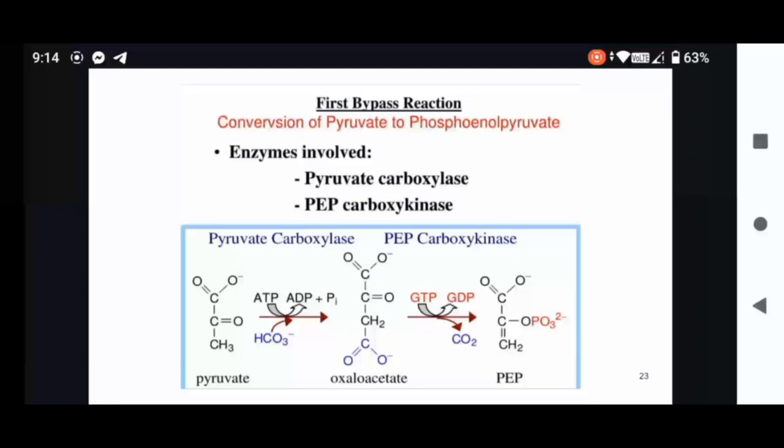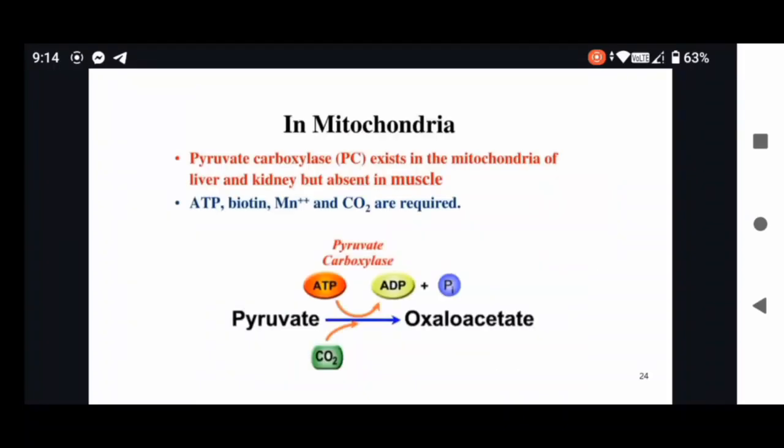Transport. Pyruvate carboxylase (PC) exists in the mitochondria of liver and kidney, but is absent in muscle. ATP, biotin, and CO2 are required. Pyruvate is converted to oxaloacetate with the use of ATP, yielding ADP and Pi.